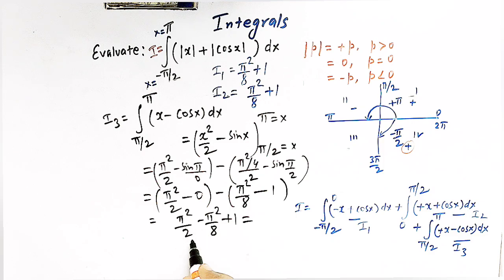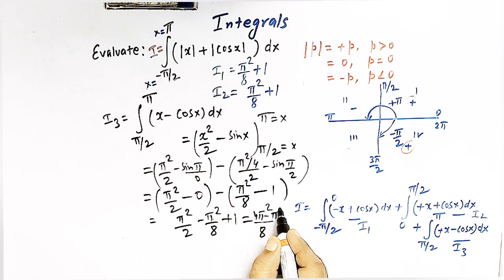So now we can simplify this expression, because here we have these two like terms. So the LCM is 8. Here we have 4 pi square, then minus pi square plus 1. So this is 3 pi square over 8 plus 1.